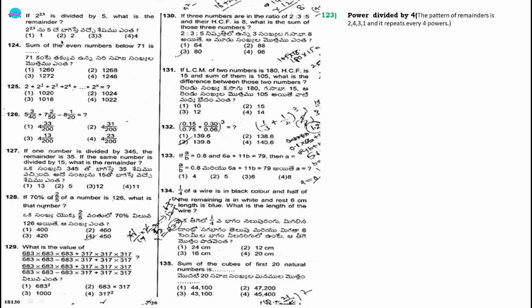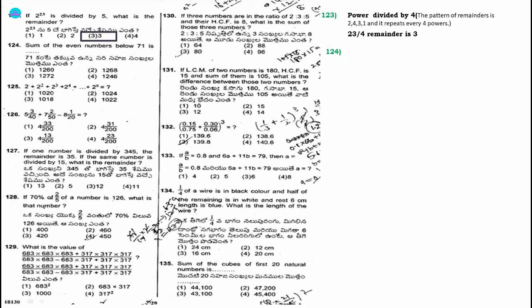The pattern repeats. First 2 power 1, 2. Okay, 2 divided by 5, remainder is 2. Next 2 square, 4. 4 divided by 5, remainder is 4. Like that 2, 4, 3, 1. Again it repeats 2, 4, 3, 1. That is repeating for every 4 powers. So 23 divided by 4, remainder is 3.